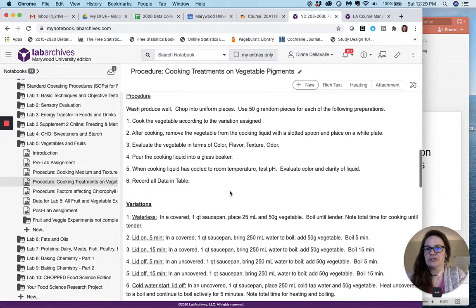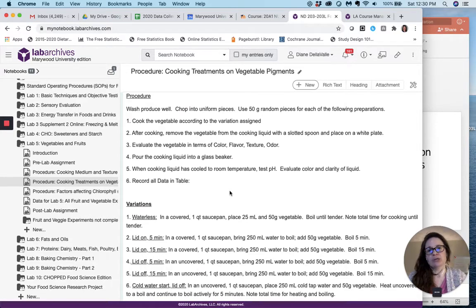So this was the procedure that was used. All produce was washed really well. We started with fresh produce, and everything was chopped into uniform pieces, and 50 gram samples were used for all of the different conditions. Then the vegetable was cooked according to whatever variation we're going to go through below. So just hang on. After the cooking treatment, the vegetable was removed from the liquid, and the liquid was reserved because we did some things with the liquid.